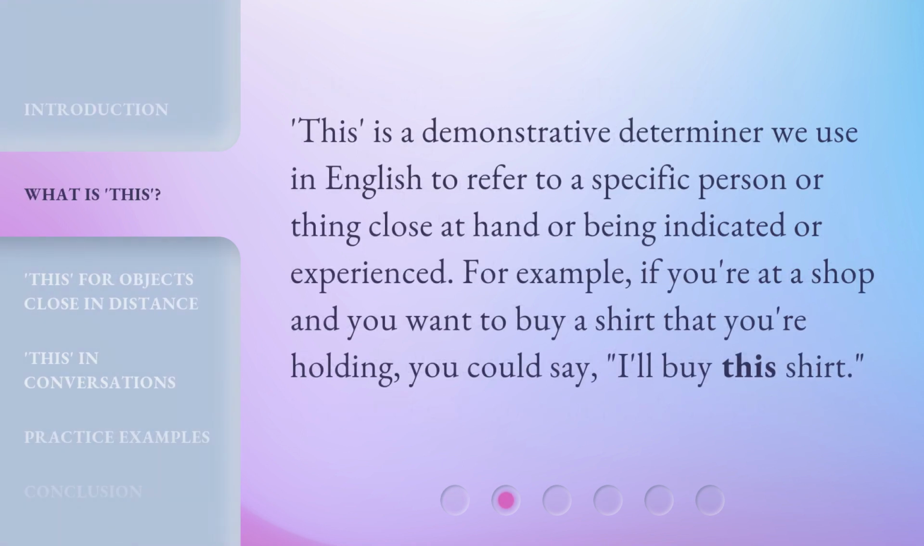This is a demonstrative determiner we use in English to refer to a specific person or thing close at hand or being indicated or experienced. For example, if you're at a shop and you want to buy a shirt that you're holding, you could say, "I'll buy this shirt."